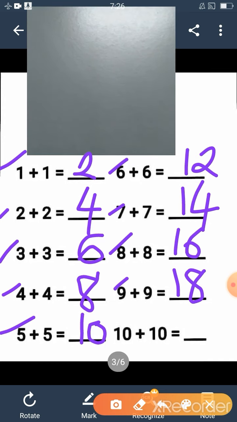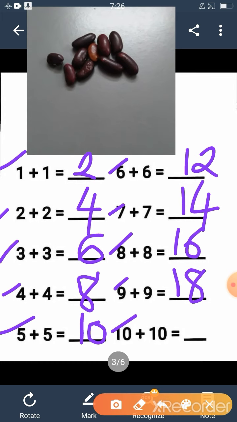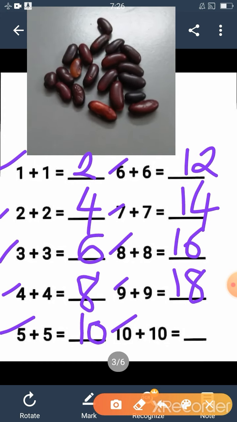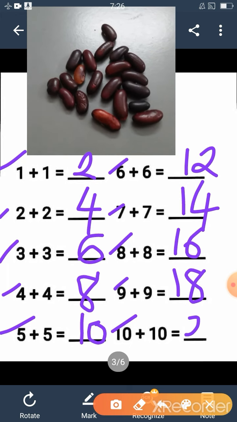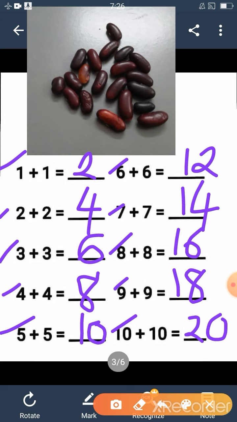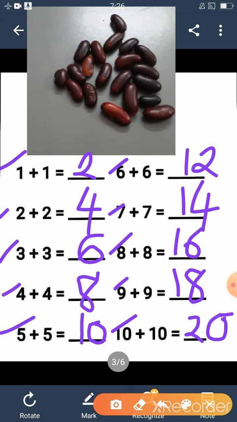Now children, let us solve 10 plus 10. So here I am taking few rajma seeds and again, yes, these are 10, children, you can count. Then again, how many rajma seeds do I need to put? Again, I need to put 10 more. Yes, I am putting 10 more. So just count total how many rajma seeds are there? Yes, they are 20. So we understand that 10 plus 10 is 20.